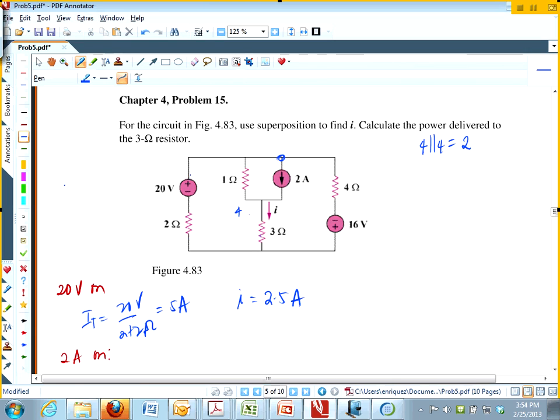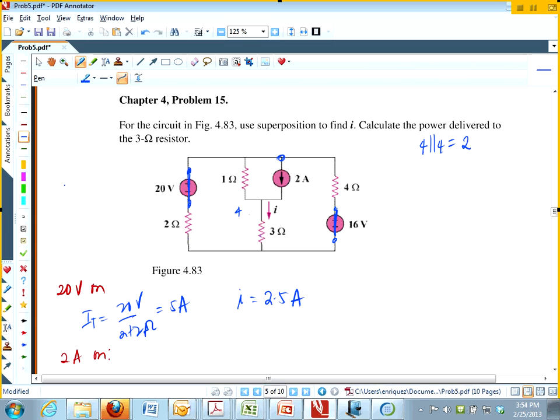Okay, what do I do with a 20 volt source? What do I do with this? Short. With a smile on his face. How about the 16 volt source? Short. Okay, I count everyone that. Every time you say that.